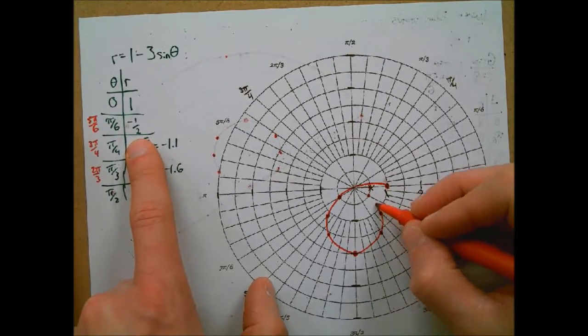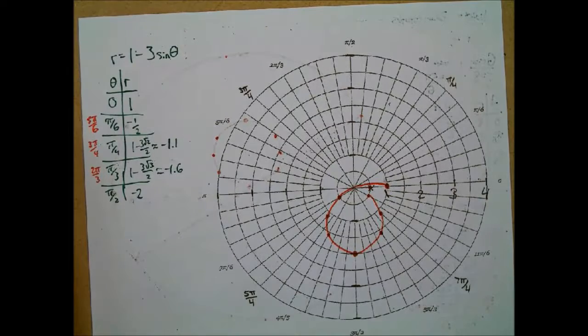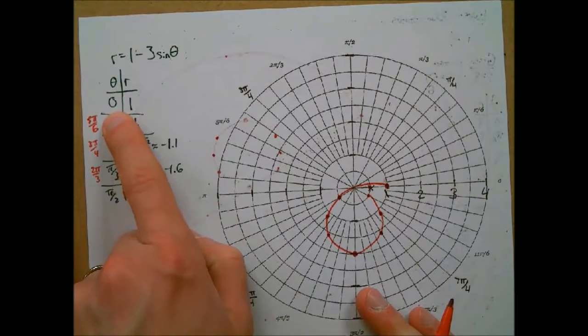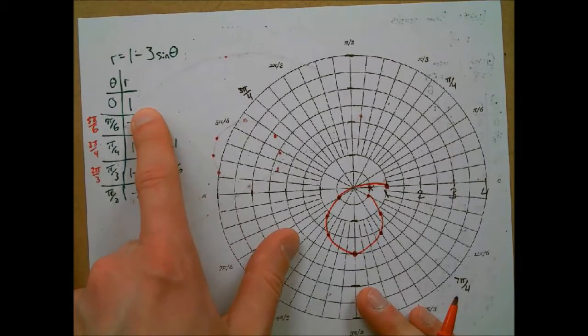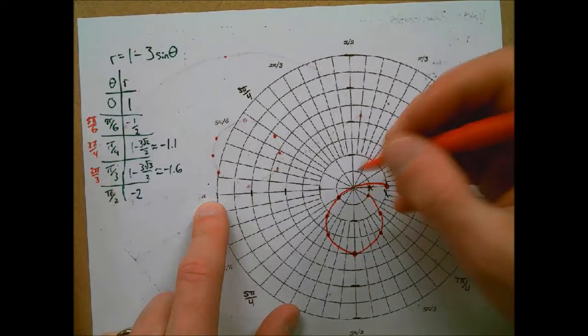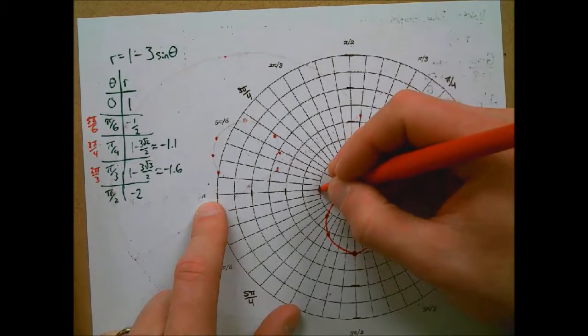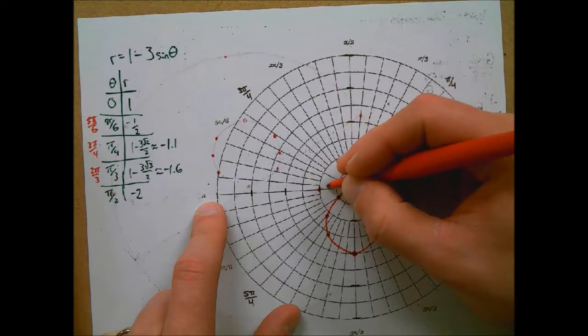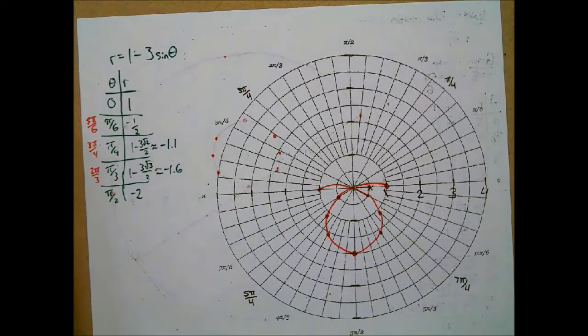Okay, like so. And I guess I could also do at pi, it's going to be just like 0, so we get 1 as well. So we're going to go back to the pole there and back out to 1. So look, actually something like that.